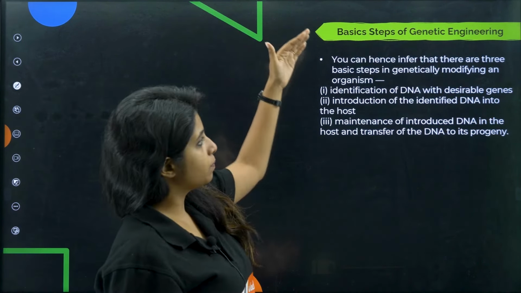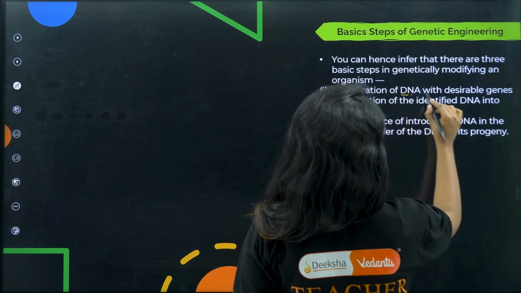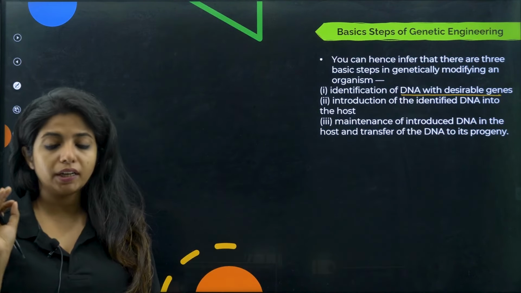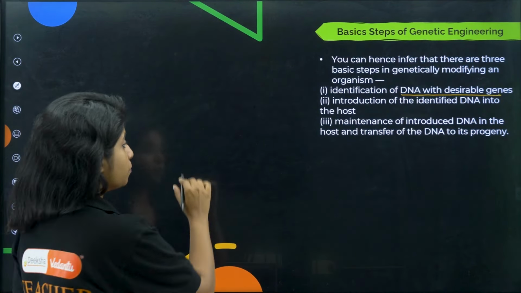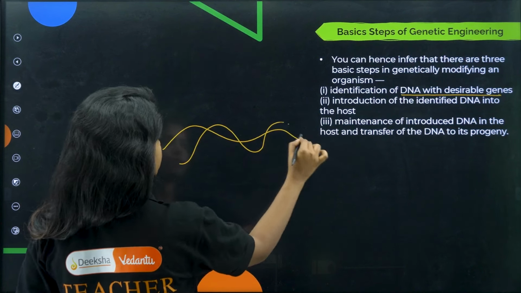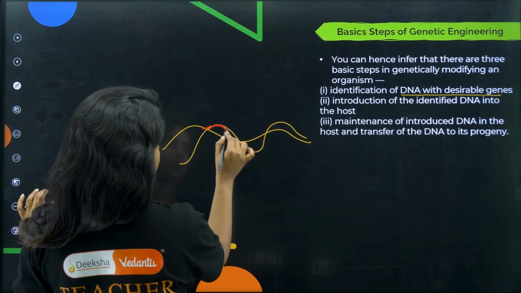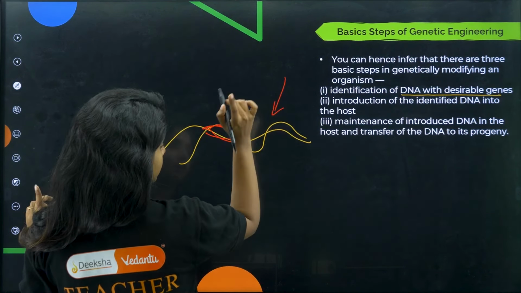So, you can just sum up. First thing, what are the basic steps? Identification of DNA with desirable gene. Yes, my insulin gene, I identified it. Okay. First, I have to find the DNA with the desired gene. So, this is my desired gene. But first thing, I have to find the DNA.